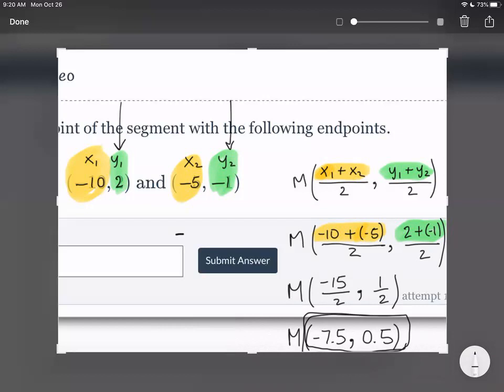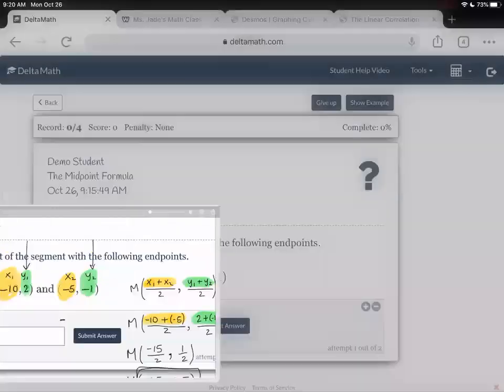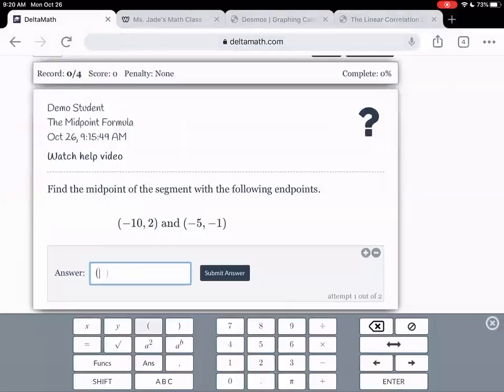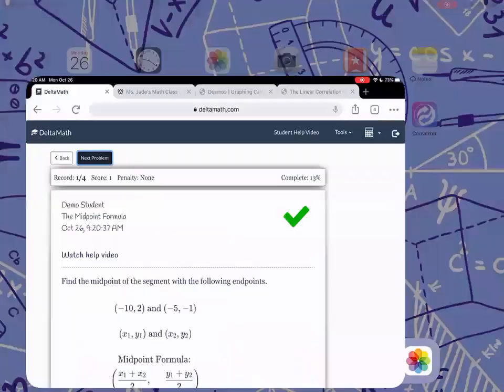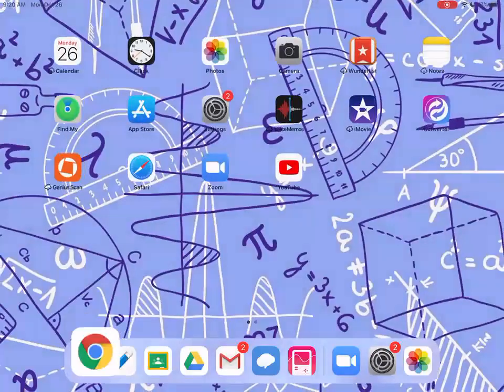Okay, so I'm going to type this in, parentheses, -7.5, comma, 0.5, parentheses. So like that, this is how you would type it in. Ms. Jade, how do you get 7.5 and 0.5? Okay, let me submit this first because I don't know how else to keep that there.